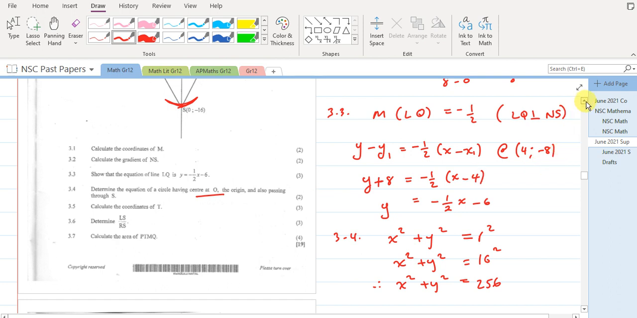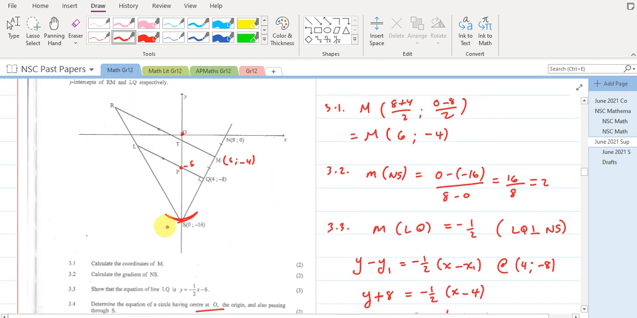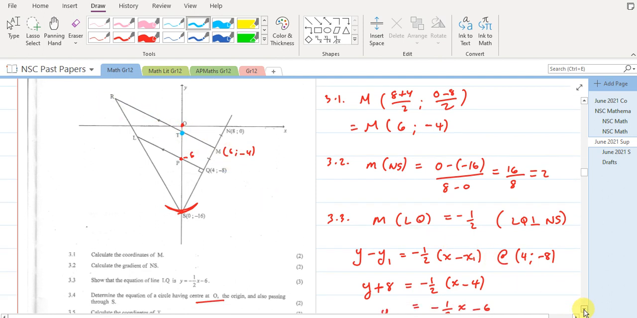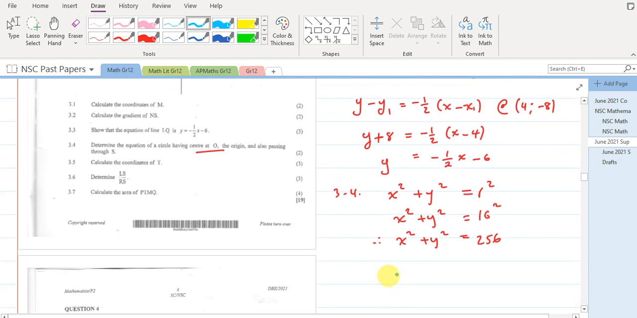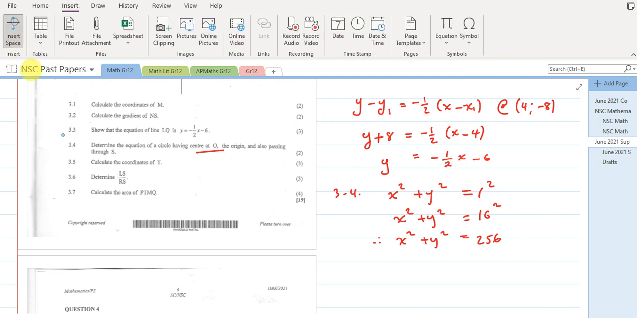Calculate the coordinates of t. How can we calculate the coordinates of t? What's happening at t? Yes, t is the y-intercept. T is the y-intercept of RM. So we need to get the equation of RM, right? And then find the coordinates of t. So 3.5. Make some space here.